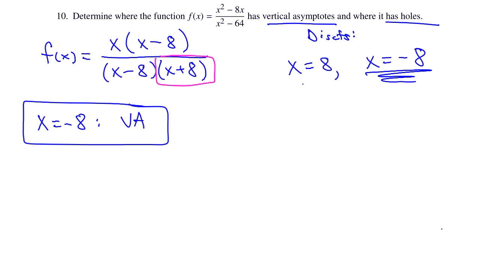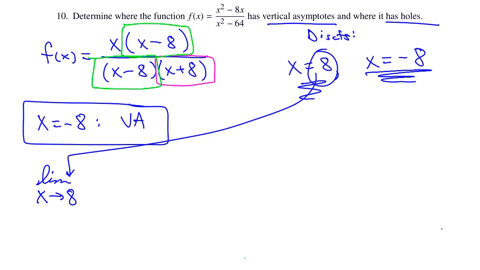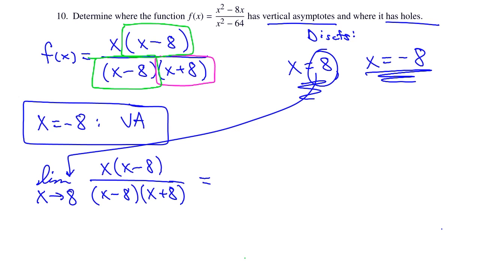Now let's concentrate on x equals 8. The factor that gives me x equals 8 is x minus 8. But notice that there's also an x minus 8 factor in the numerator. When you have this factor in both the numerator and the denominator, you're required to take the limit as x goes to 8 of this function and see what happens. If you get a finite number, then you have a hole. If you get does not exist or infinity or something like that, then it's a vertical asymptote.